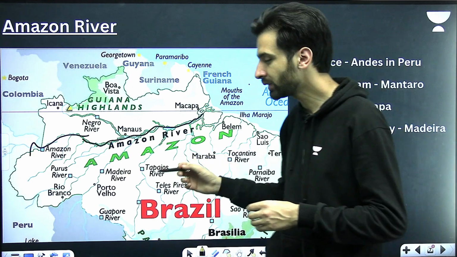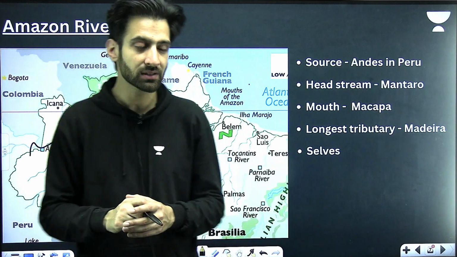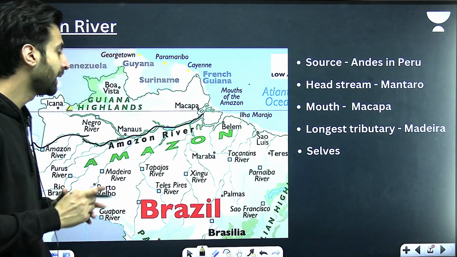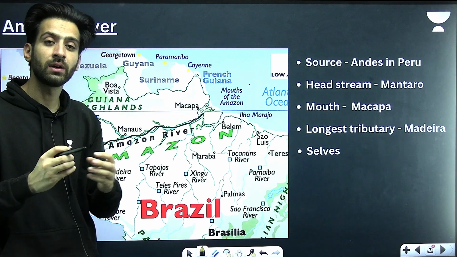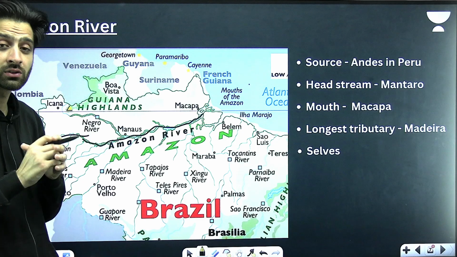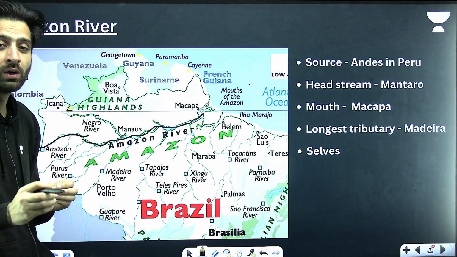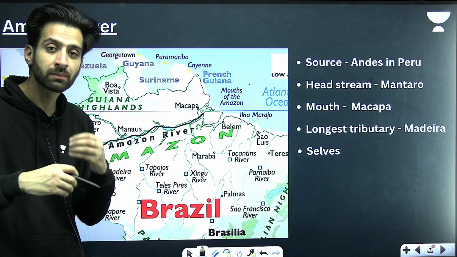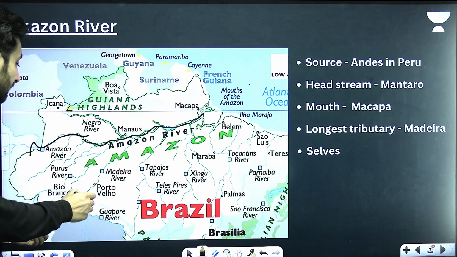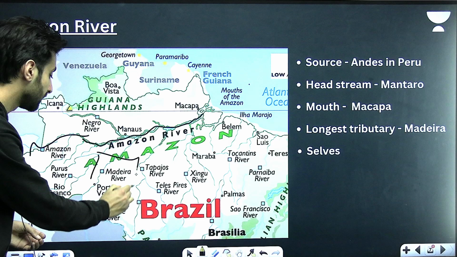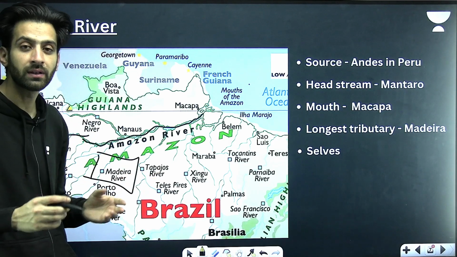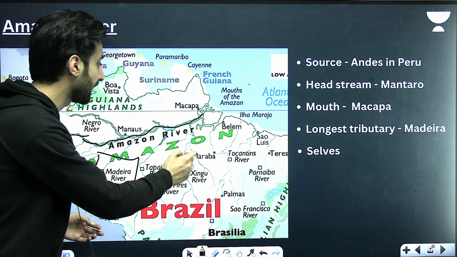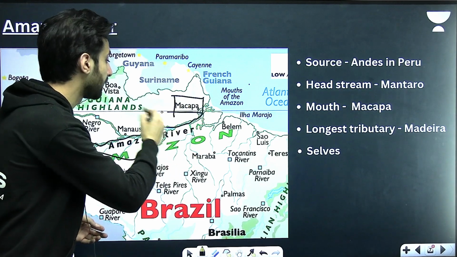But it is not known as Amazon in the first place. It is called Mantaro in the initial, its headstream. The headstream is called Mantaro, and there are two more important things that you need to know. Its longest tributary that supplies maximum water to it, that is Madeira here. It is the longest tributary that joins the Amazon River, and the mouth is called Macapa.